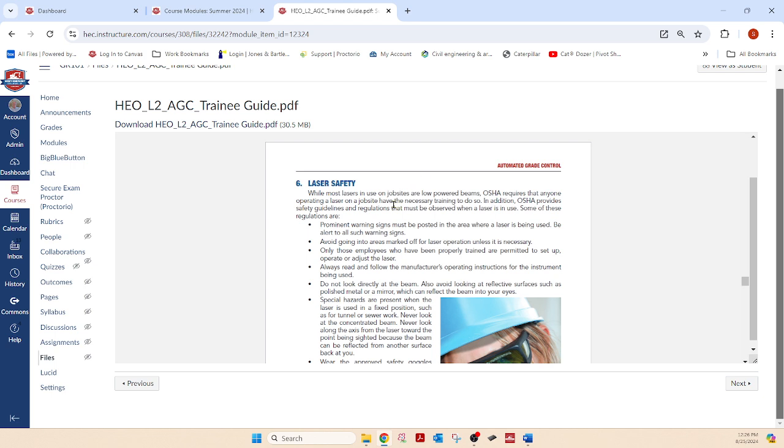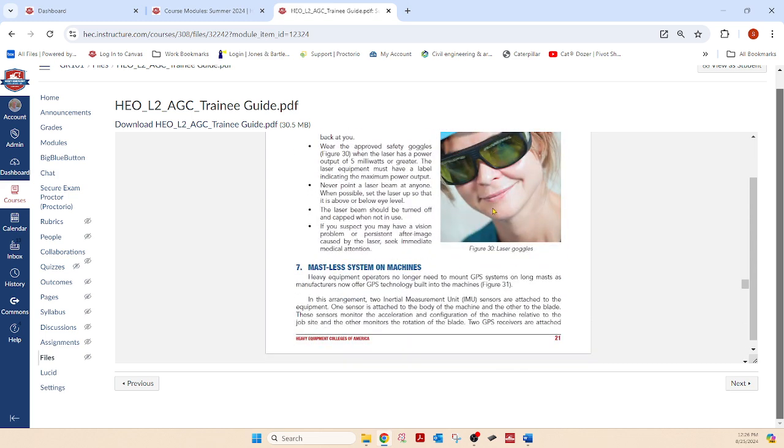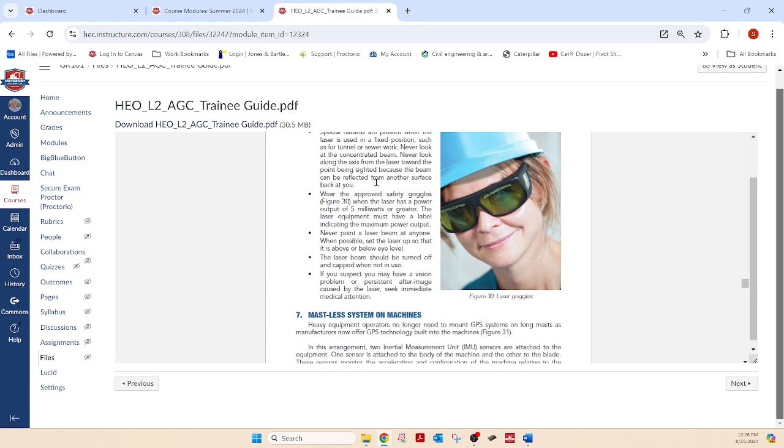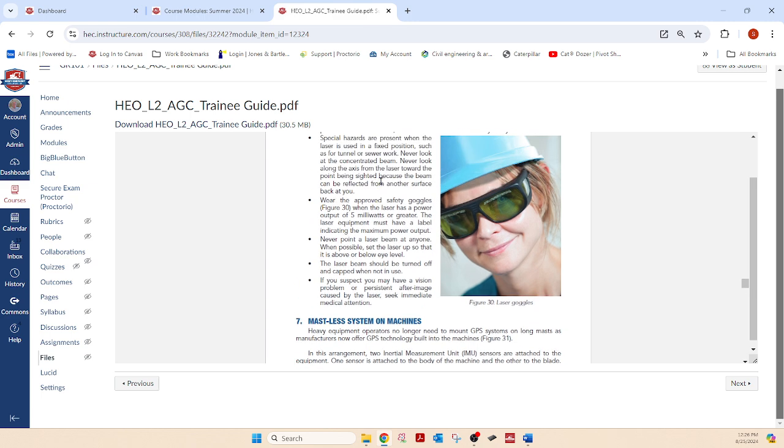So here's your safety stuff. I didn't identify anything specific. Laser glasses. I think that's about the only thing. Special hazards. Mostly we're concerned with looking straight at the laser beam. You shouldn't do that. Wear approved safety glasses. I guess that's just a picture of some. Never point a laser beam at anyone. When you set the laser up, set it so that it is above or below eye level.